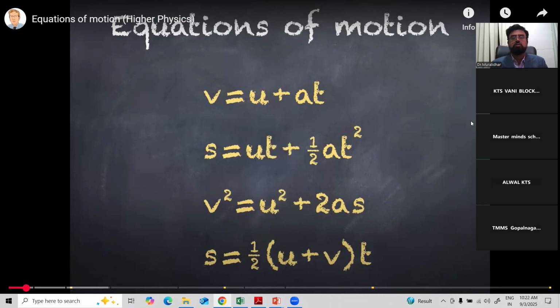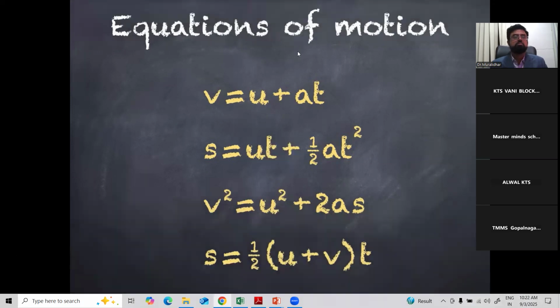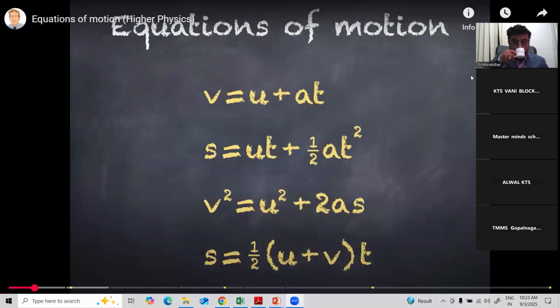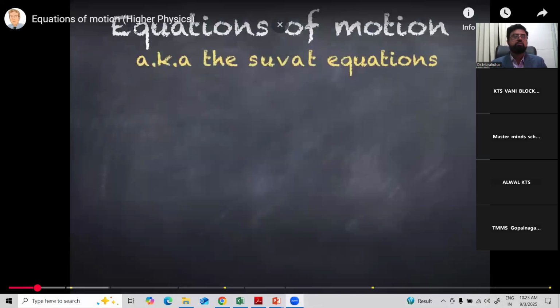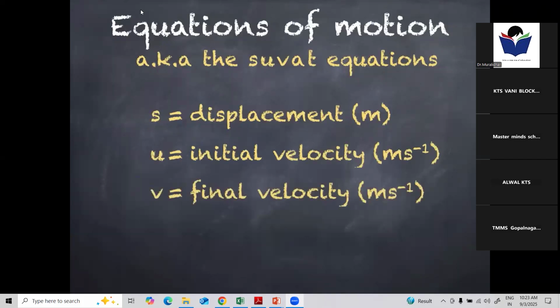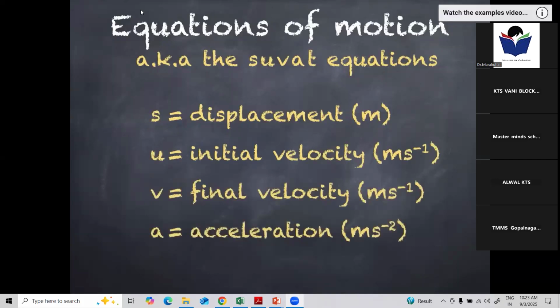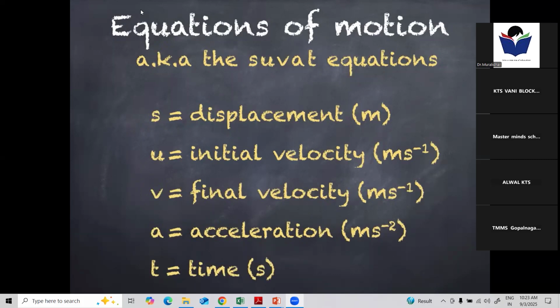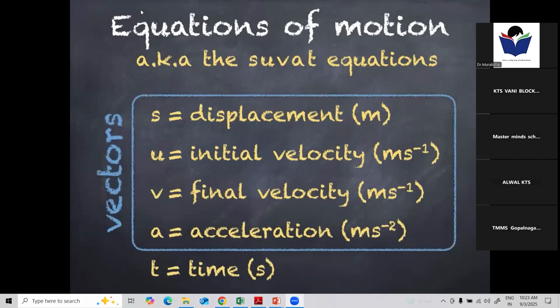I'll show you how to derive all 4 equations, then go over some important points to remember. I've also made a video of worked examples, so take a look at that too. Sometimes these are referred to as the Suvat equations because of the letters used. S is displacement in meters, U is initial velocity in meters per second, V is final velocity also in meters per second, A is acceleration in meters per second squared, and finally T is time in seconds. It's important to remember that the first 4 quantities are all vectors, so for them direction has to be taken into account. I'll say more about this after going through the derivations.